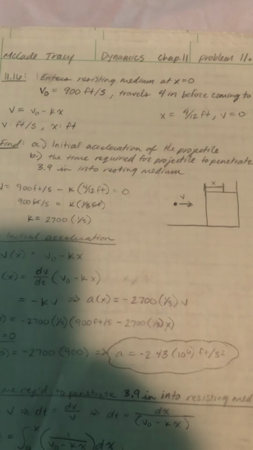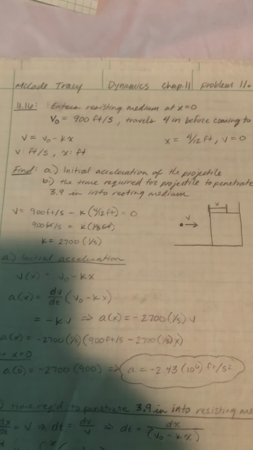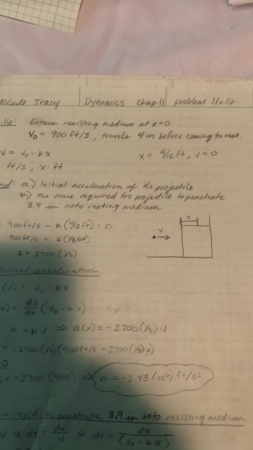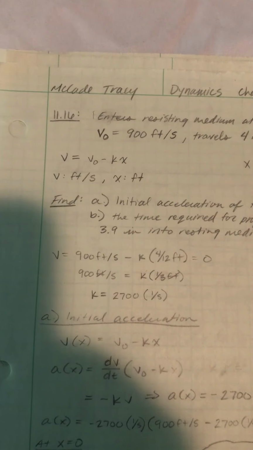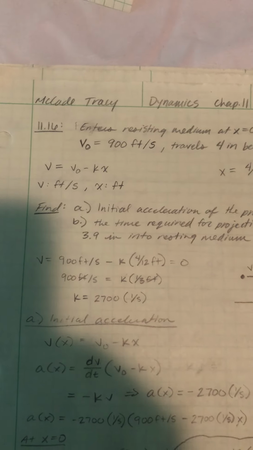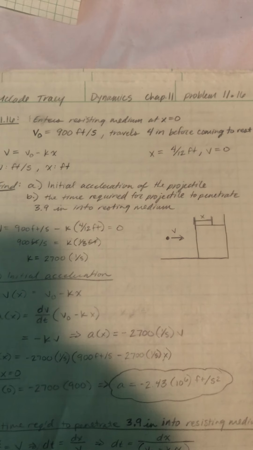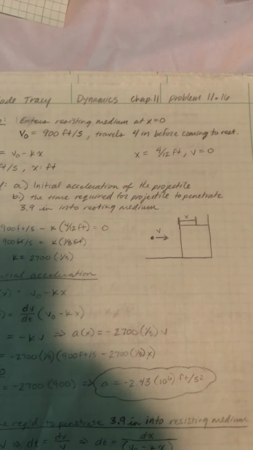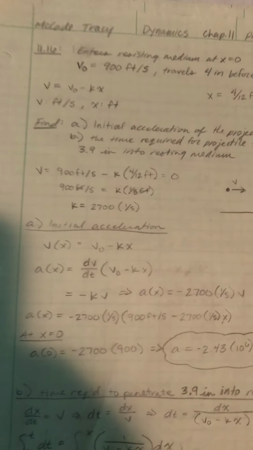Moving on to the second question, we are given a picture of a bullet going into a resting medium with an initial velocity of 900 feet per second. The bullet then travels a distance x of 4 inches before coming to rest. We use the equation v equals v naught minus kx. We are asked to find the initial acceleration and also the time required for the bullet to penetrate 3.9 inches before coming to rest.